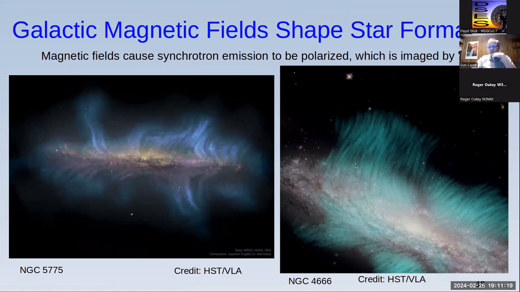And you can't do this with a face-on galaxy. A face-on galaxy obscures all of these views, but with an edge-on galaxy, they can start looking at this. So this was done just not too long ago. So they're learning more and more about magnetic fields. And that's my last slide, if there are any questions.